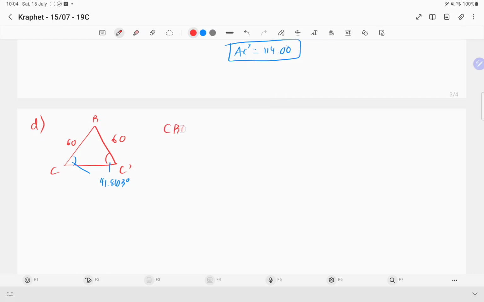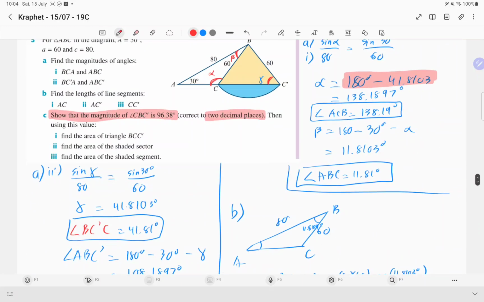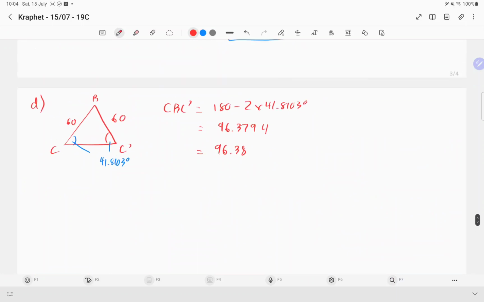So CBC dash would be 180 minus 2 times 41.8103 degrees. Punch that in. That should be the same, but I'm just going to get the more decimal place value. That will be 96.3794, which is the same as 96.38, and that is 96.38 degrees shown to 2 decimal places. Brackets, shown.